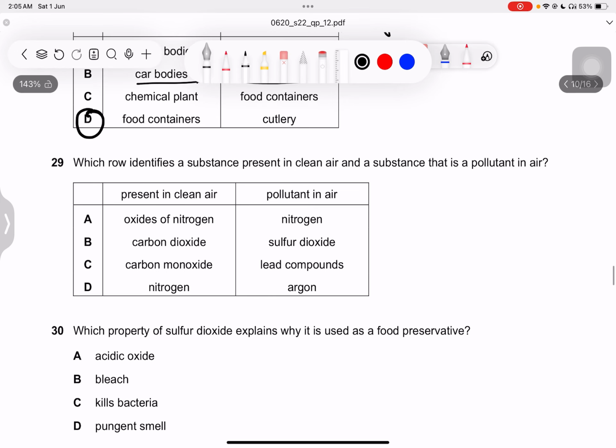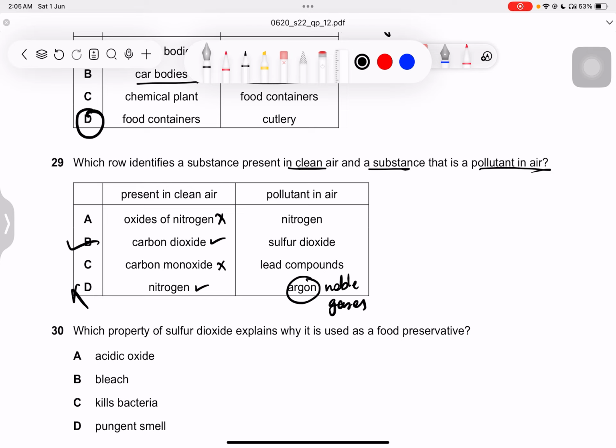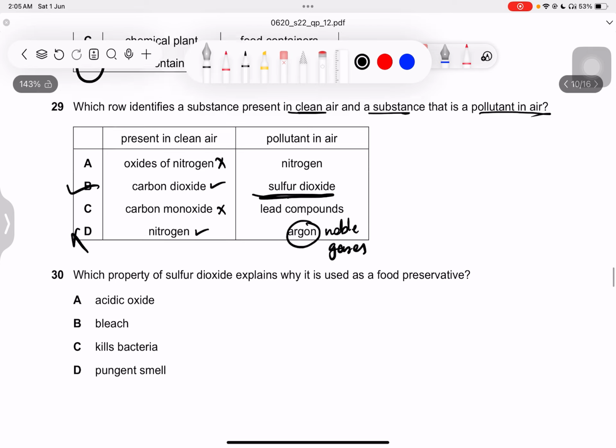Which row identifies a substance present in clean air and a substance that is a pollutant in the air? So present in clean air, carbon dioxide is present and nitrogen is present. Carbon monoxide is a pollutant, oxides of nitrogen are pollutants. Argon is a noble gas. Noble gases are present at 1%. So D is incorrect because argon is not a pollutant. B is correct because sulfur dioxide is a pollutant.